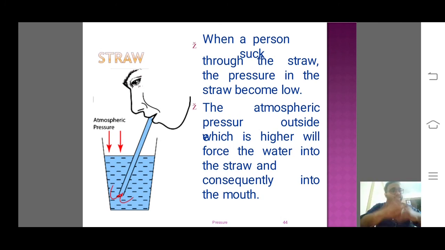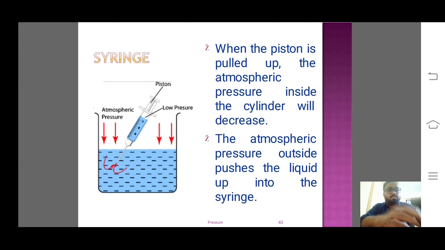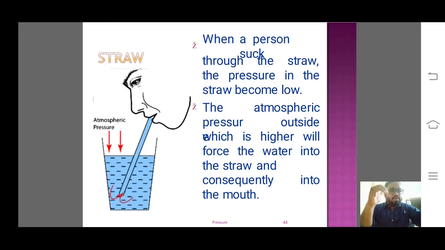Then you have a straw, same phenomenon. When we suck through a straw, the pressure in the straw becomes low because you are taking out the air. The atmospheric pressure outside, which is higher than the pressure inside the straw, pushes the water into the straw, and then we can drink it. So syringe, then straw, these are all examples of atmospheric pressure.